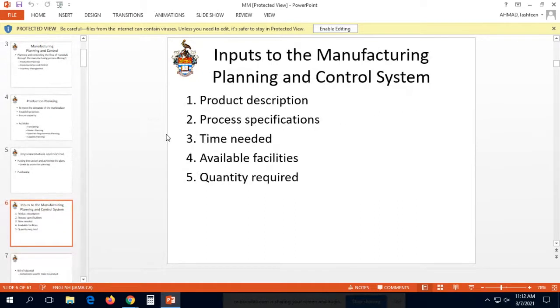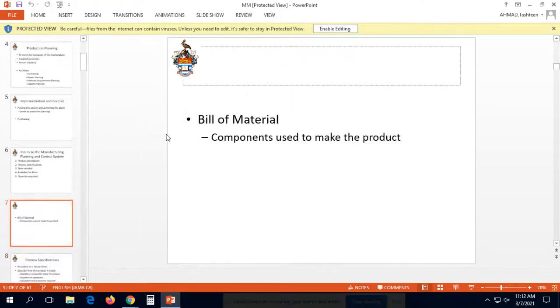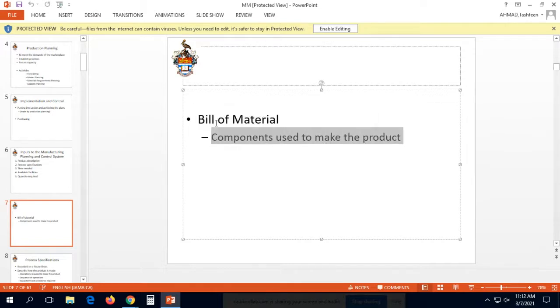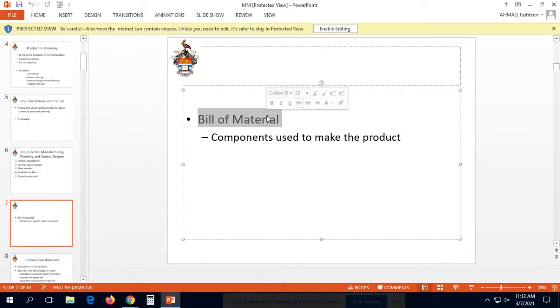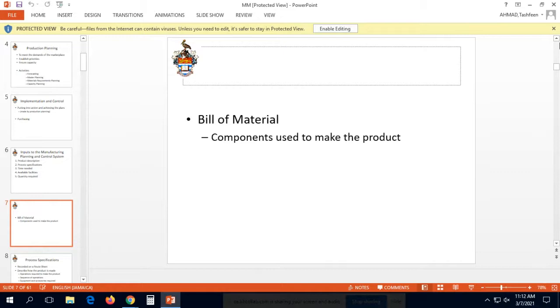Purchasing, we spoke about that. Bill of material is an interesting concept, the components used to make the product. So what would be the bill of material for the cake you are going to make? What are the things you put in the cake? Sugar, flour, whatever you put in that. Those will be part of the bill of materials, with the quantity and the name of the product.